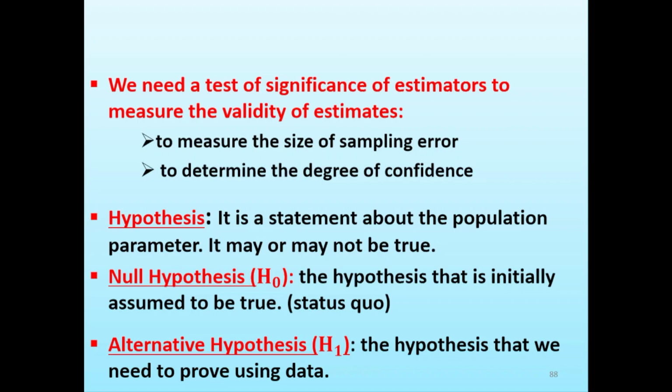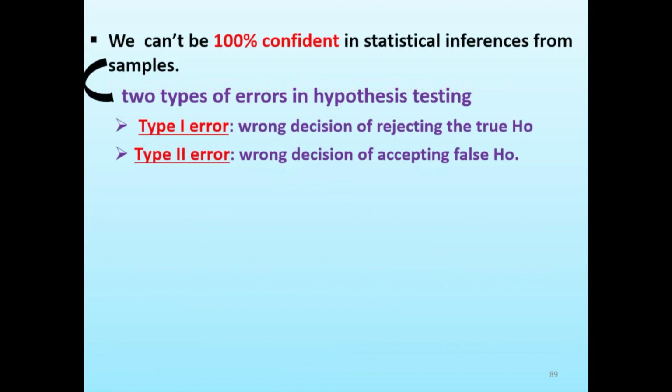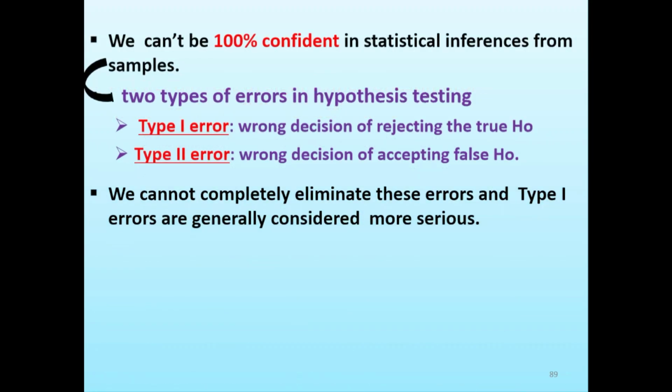So we cannot completely eliminate these errors, and type 1 errors are generally considered more serious. The probability of type 1 error is called the level of significance and is denoted by alpha. Common levels of significance are usually 1%, 5% and 10%.